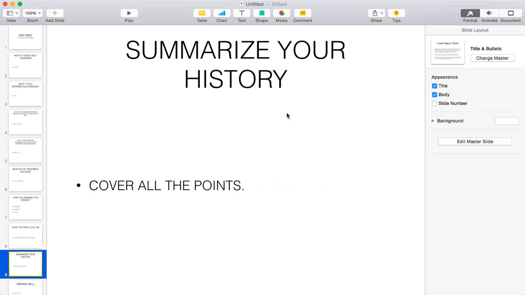Then summarize your history. One of the points they can ask you is to summarize your history. So you have to cover all the points you find in this patient: the patient is a 29-year-old, he came to the OPD, he was having this, he was having that, and now he's having this and that. You have to cover all the normal points together and all the abnormal points together.